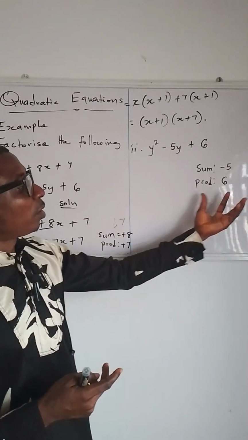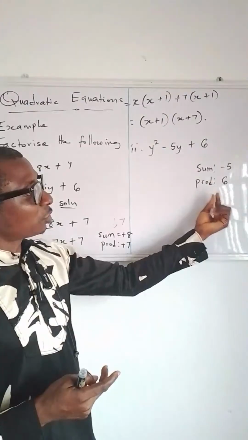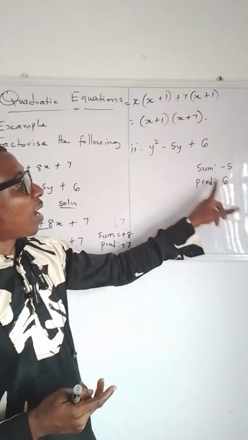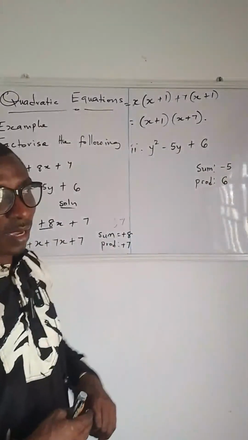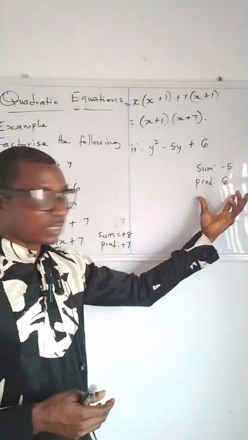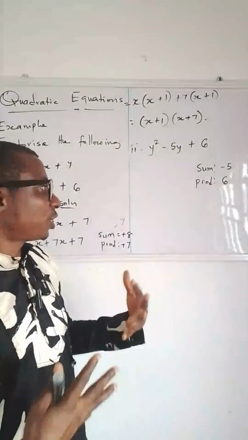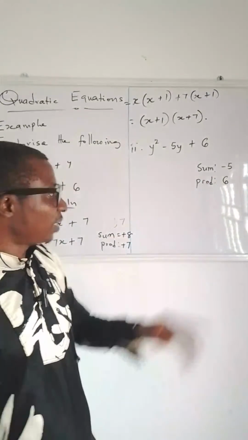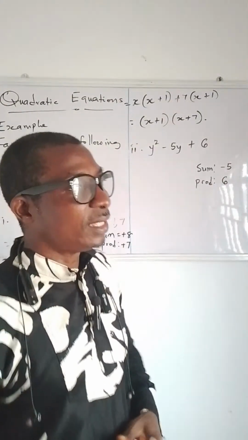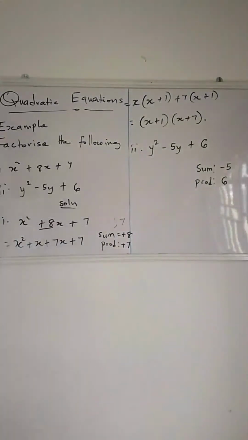All right, so now we need to get the two numbers such that when you multiply together, you have 6, and when you add together, you have -5. Now, I need you to quickly do that for me. Drop your answer in the comment section. What are the two numbers such that when you multiply together, you have 6, when you add together, you have -5? Okay, so now let's see who is giving us the answer.